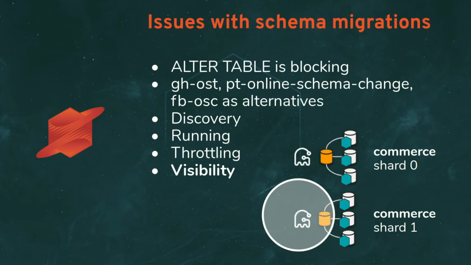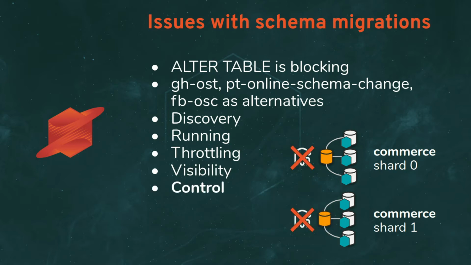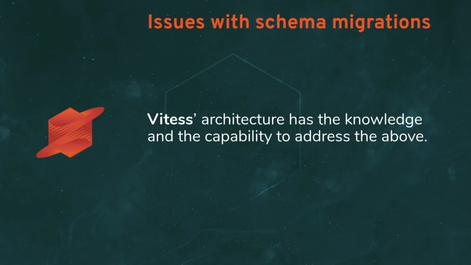Next is getting visibility into the running migrations. Do you need to SSH somewhere to get information about the status? Is it running? Is it successful? Has it failed? How do you control migrations? Are you able to terminate a running migration? And so there are many problems, and Vitess is in this unique position that, thanks to its architecture, it has literally all the knowledge necessary to be able to automate away and alleviate the problems which I've described.